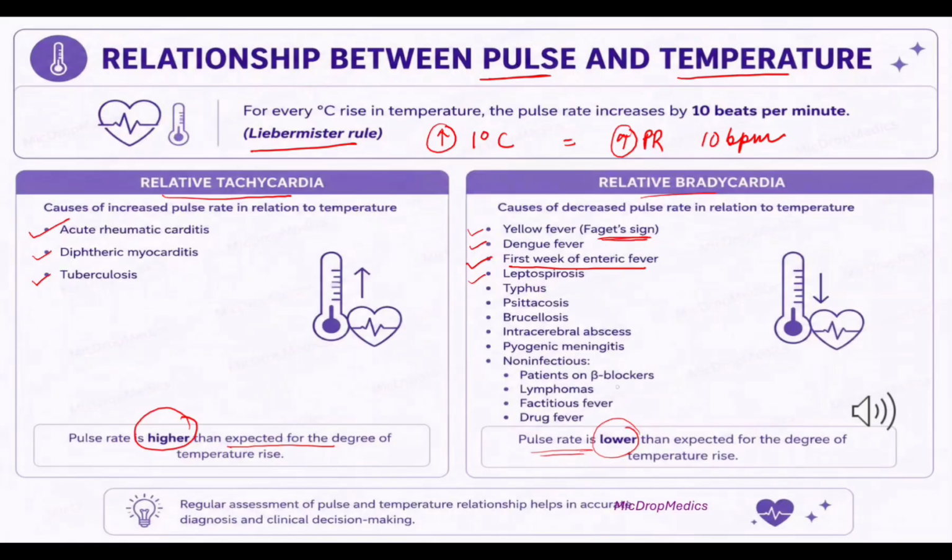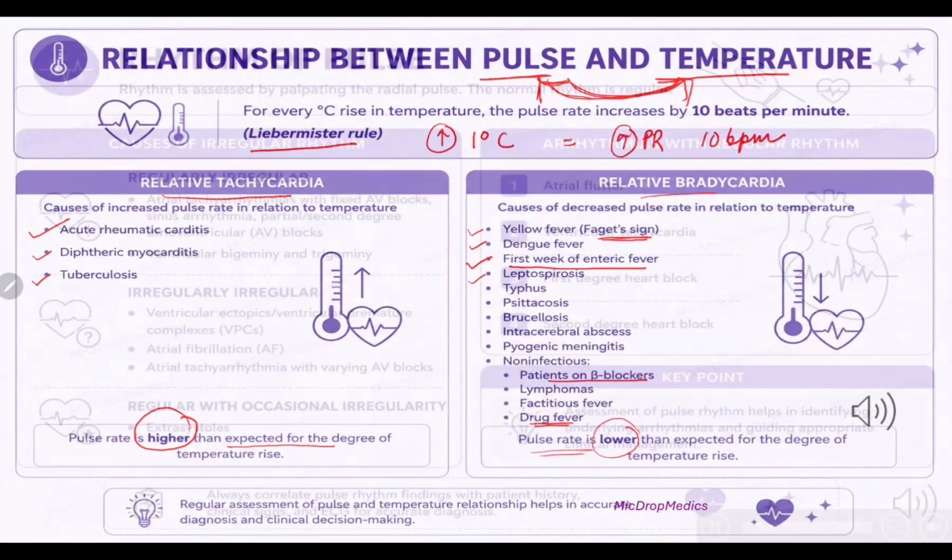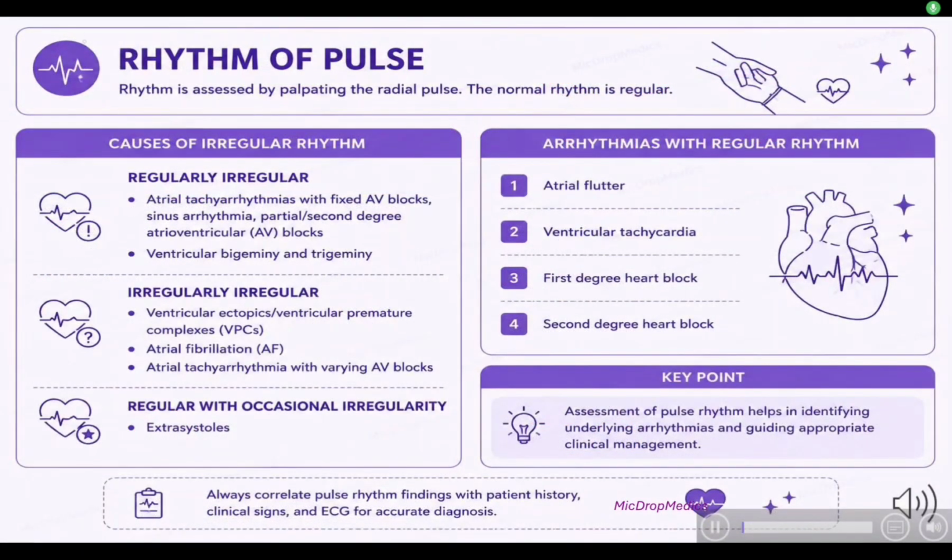Non-infectious causes include patients already taking beta blockers or those experiencing a drug fever. So remember, when you look at a vitals chart, never look at temperature and pulse in isolation. Always cross-reference them. Now let's move on to rhythm.